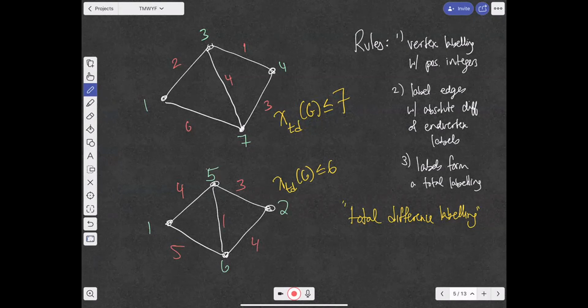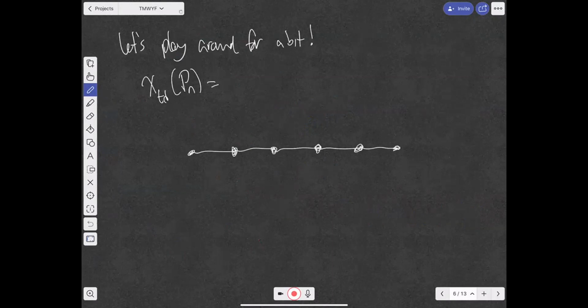So let's play around with this for a little bit. And here's where I'm going to ask you guys to jump in. All right, let's see if we can figure out what chi TD of P_n is. So remember, we label the vertices, the edges get the absolute difference of the adjacent vertices, and then that has to form a total labeling. So anyone want to jump in with an idea or a thought here?